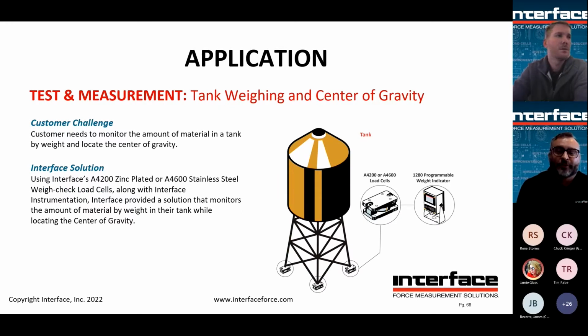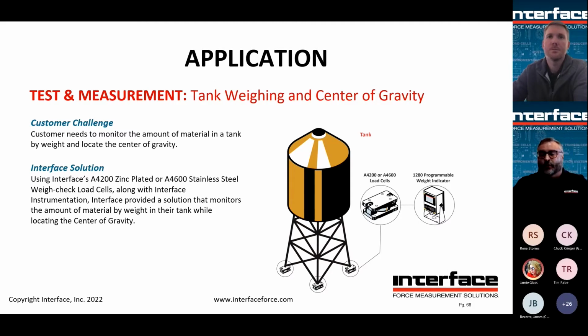Oh, tank weighing. We've talked about tank weighing. We have certain customers who have been interested in looking at the center of gravity, which would tell you the distribution of the contents in the tank. It could be for something that tends to clump or gather at one side. It could be for safety, could be wind loading. Do you know if this thing's getting ready to start tipping over or not, or things like that.